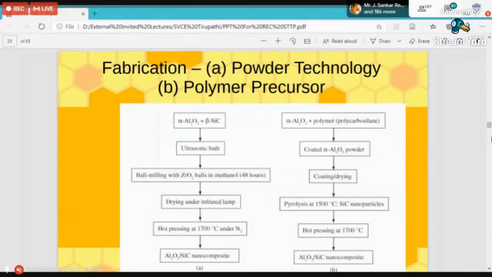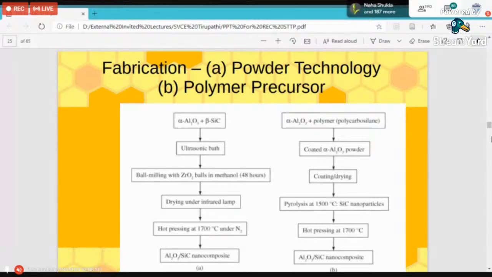One is powder technology, powder coating. Wherever you could have seen many of today's applications, all the metallic tubes and other things are coated with powder coated material. What do you mean by this? That's called the powder technology. Another one is the polymer precursor. These are all preparation techniques for the nanocomposite.